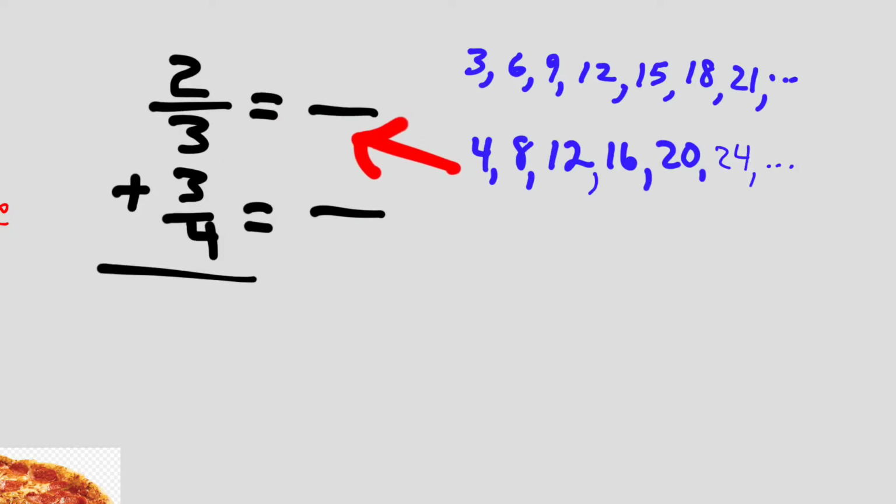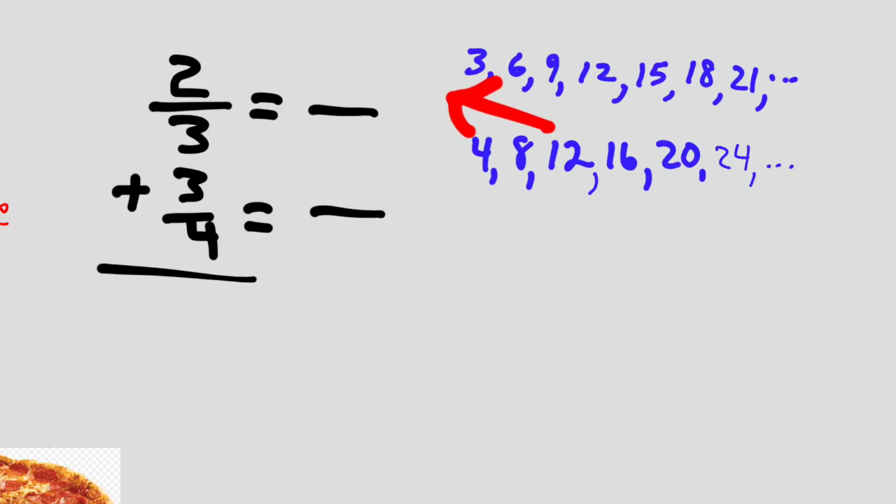Now, how did I know I needed a 12 here? Well, this was 3 large slices, and this is 4 large slices. You can change 3 large slices to smaller slices by, if you cut each one of these in 2, you'll have 6 slices. If you cut each one of these in 3, you'll have 9, etc. If you cut each one of these in 2, you'll have 8 smaller slices. If you take this and cut each one of them into 3, you'll have 12 smaller slices.